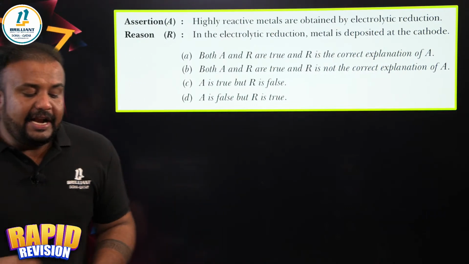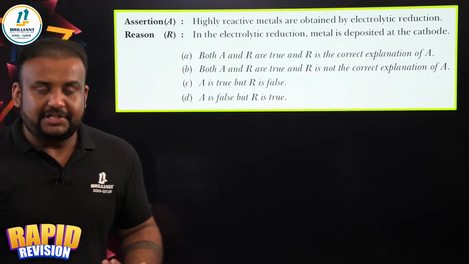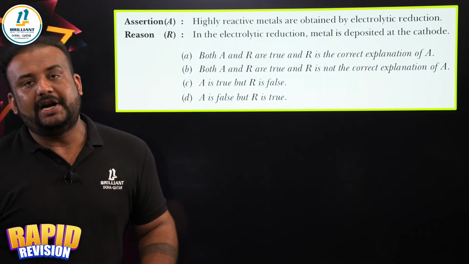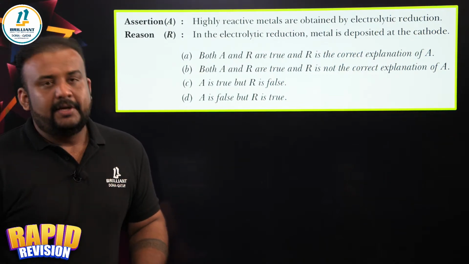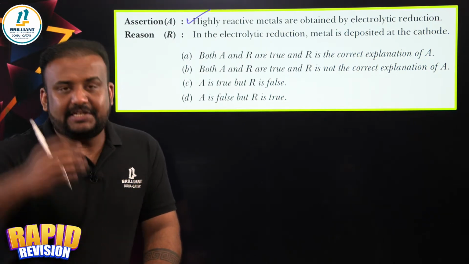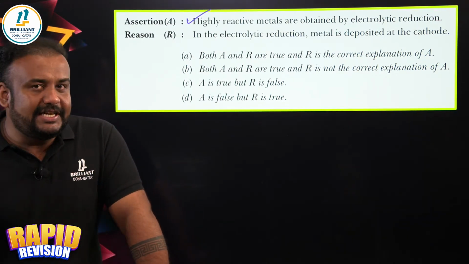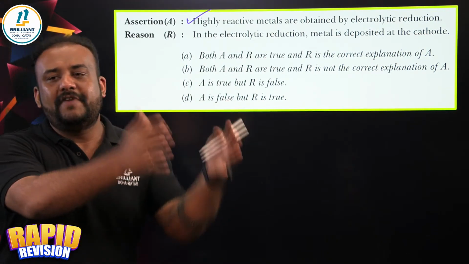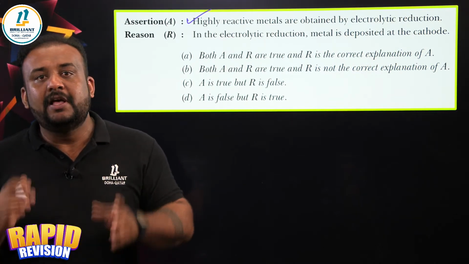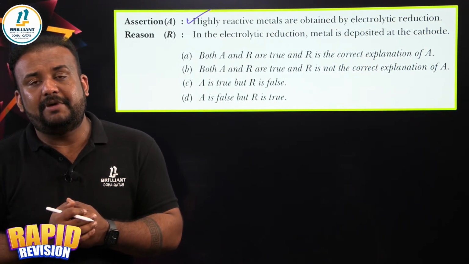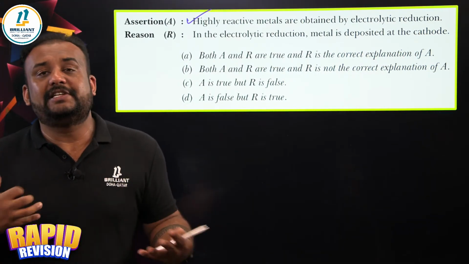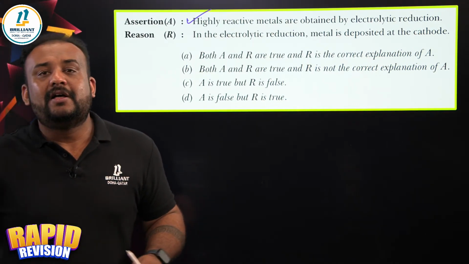Now the last question. Highly reactive metals are obtained by electrolytic reduction. Is it true or false? It is true, right? Because for highly reactive metals, the typical extraction strategy will not work. What is the typical extraction strategy? We take the ore, we convert it into oxide, and then we reduce it by using a reducing agent or self-reduction. Why does it not work out for highly reactive metals? Because for highly reactive metals, their oxides are very stable, and we don't have reducing agents which can take that oxygen away from the highly reactive metal.